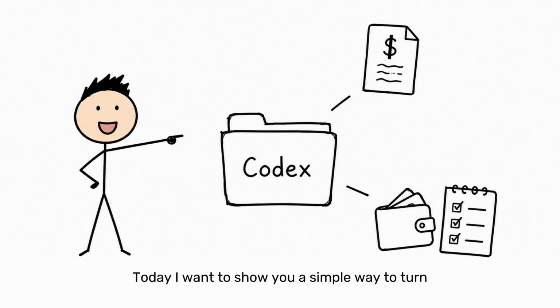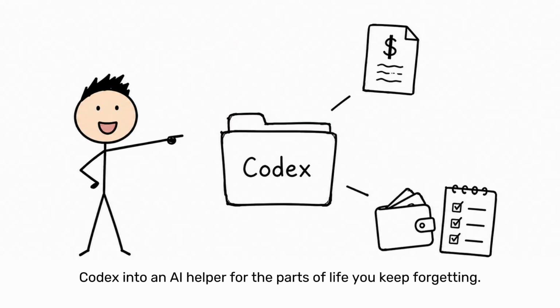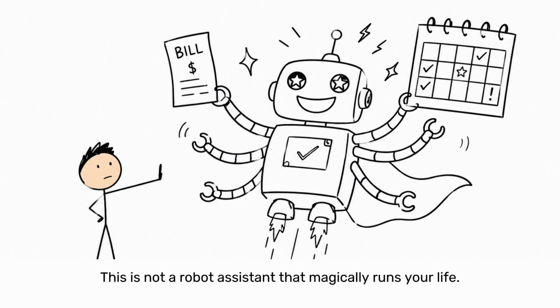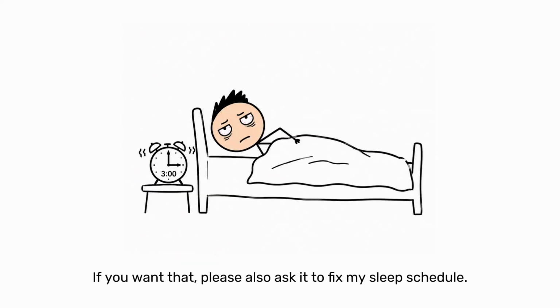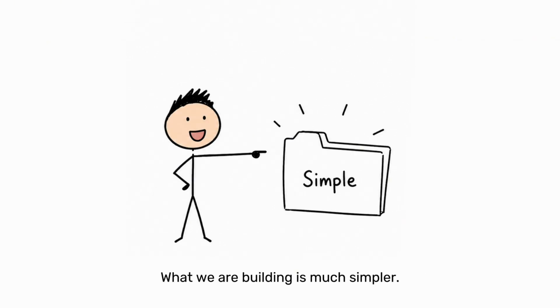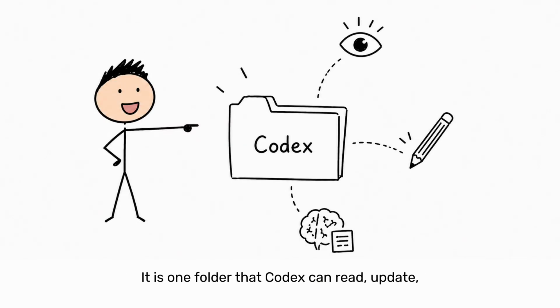Today I want to show you a simple way to turn Codex into an AI helper for the parts of life you keep forgetting. Just two areas first: finance stuff and life admin stuff. This is not a robot assistant that magically runs your life. If you want that, please also ask it to fix my sleep schedule. I need help. What we are building is much simpler. It is one folder that Codex can read, update, and use as memory.